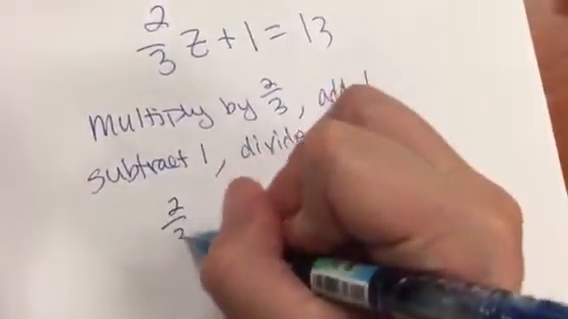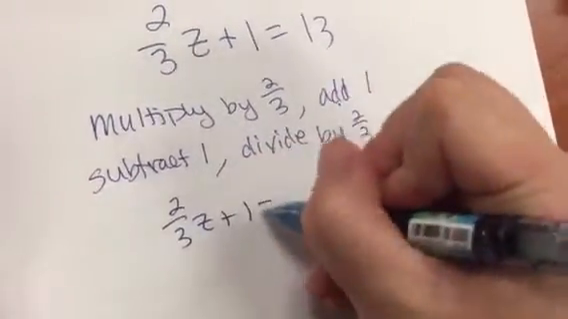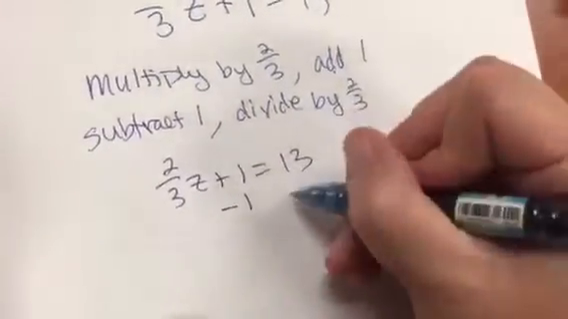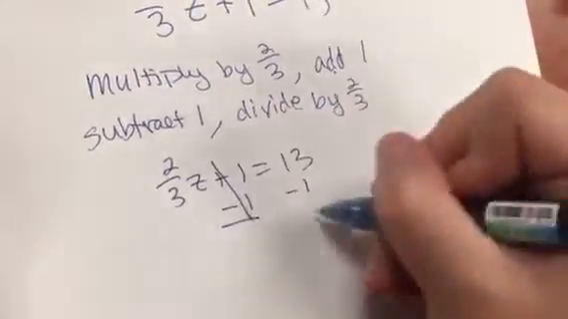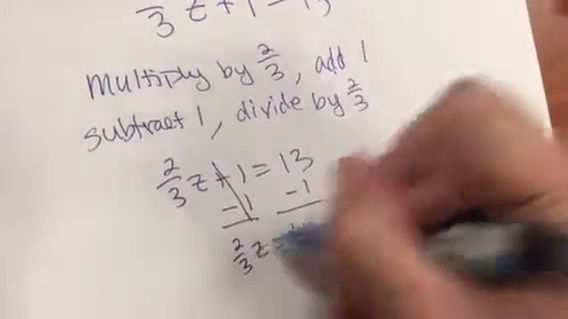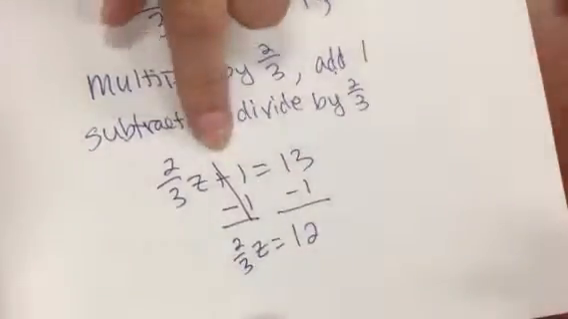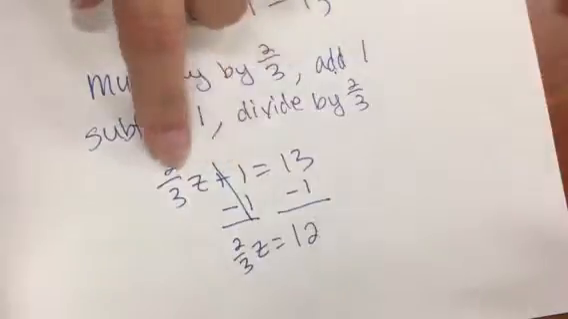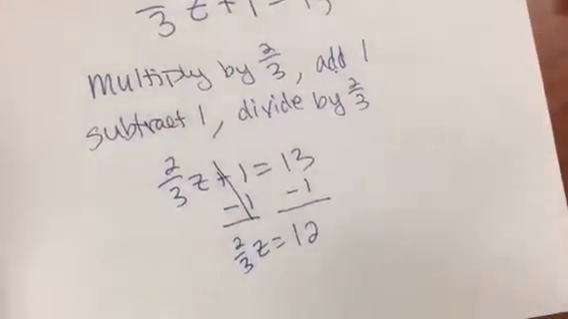So just rewrite your equation. I need to subtract 1 from both sides to be equal. That canceled out. I'm left with 12 equals 2/3 z. Now just so you guys know, when we subtract, you don't necessarily have to put the 0. If you do, it just makes your equation look wonky. So just bring that down. I just cross it out because it canceled.